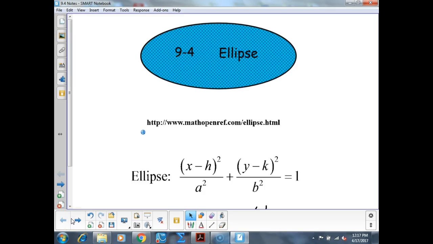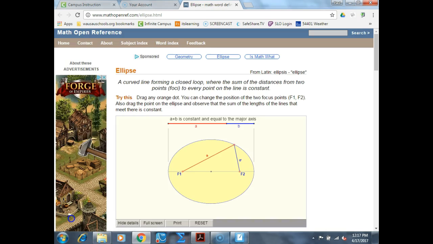So today we're going to start with ellipses. I found this website that shows you what an ellipse is. An ellipse is a curved line forming a closed loop. I don't like that already, but it gave me this cool drag-this-orange-dot-anywhere thing. Except hold on, tap the brakes.